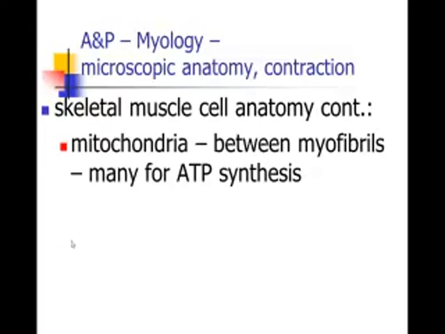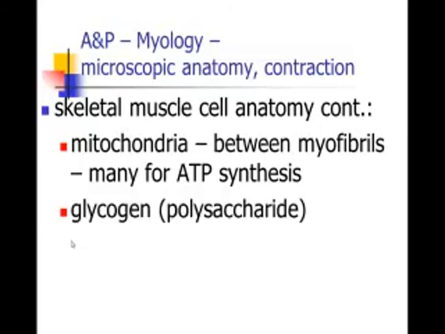Okay. There are going to be mitochondria, and these are going to be dispersed between the myofibrils. And there are lots and lots of mitochondria in skeletal muscle cells because we use those mitochondria for ATP synthesis. And if you're going to have contraction of these muscles, you need ATP for that activity.